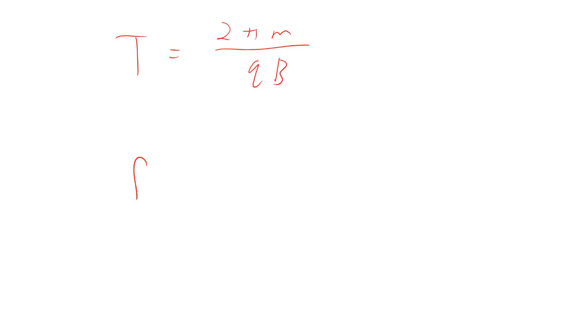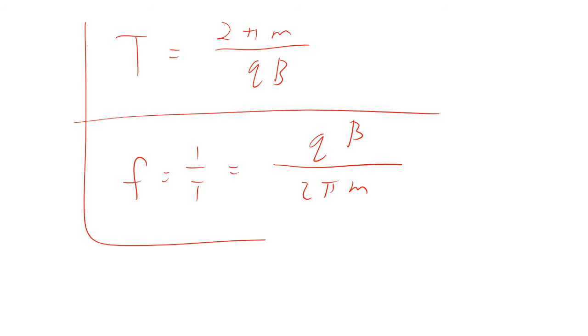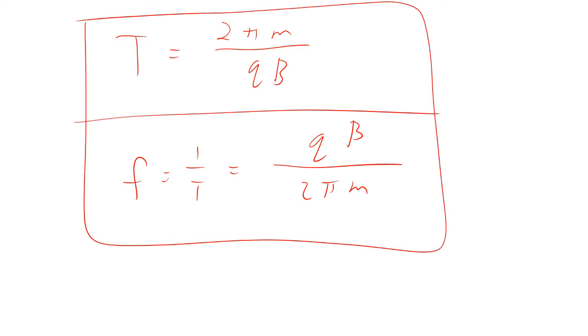The frequency is 1 over the period, so the cyclotron frequency would be qB over 2 pi m. Now notice something really interesting has happened. The period and the frequency no longer depend on the velocity. It doesn't really matter how fast these things are moving. They still take the same length of time to go around.